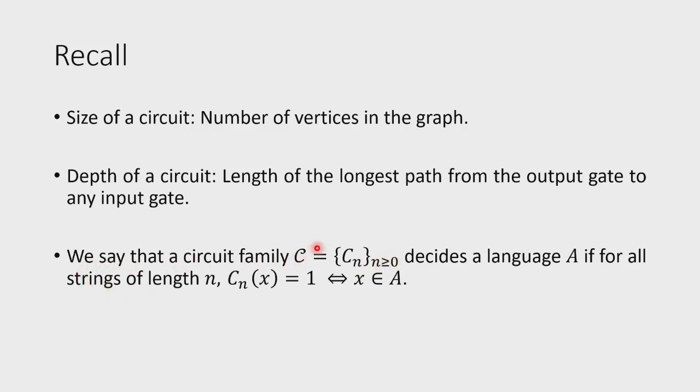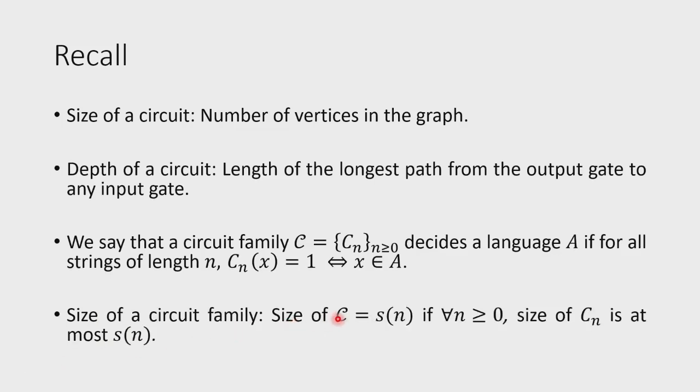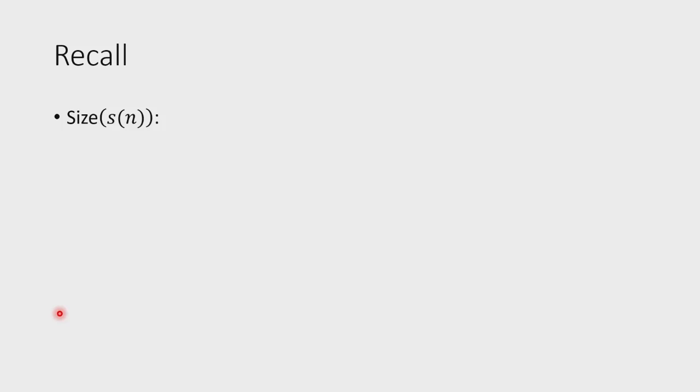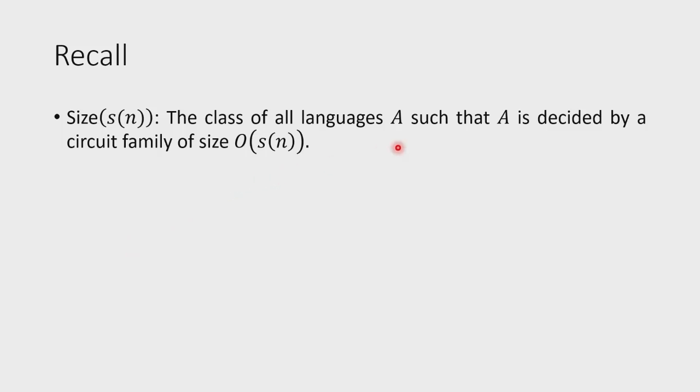So we say that a circuit family C decides a language A if for all strings x of length n, Cn(x) equals 1 if and only if x is in A. And the size of a circuit family is defined naturally. The size of a circuit family C is S(n) if for all n greater than or equal to 0, the size of the circuit Cn is at most S(n). And then we define the complexity class SIZE(S(n)), which is the class of all languages A such that A is decided by a circuit family of size O(S(n)).